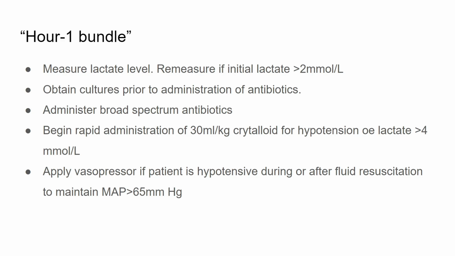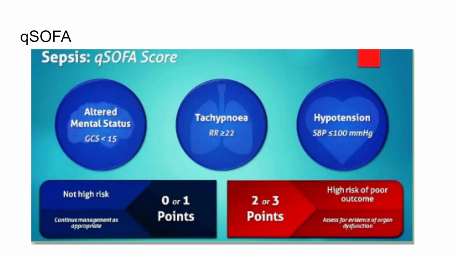Apply vasopressors if patient is hypotensive during or after fluid resuscitation to maintain a mean arterial pressure of more than 65 mm of Hg. A rapid SOFA score can be used for a quick reassessment of the patient, where a patient is given each point for altered mental status, which is GCS less than 15, tachypnea, that is respiratory rate more than 22, and hypotension, that is SBP less than 100. A patient with 0 or 1 points is not at high risk of sepsis, whereas a patient with 2 or 3 points is at higher risk for sepsis.